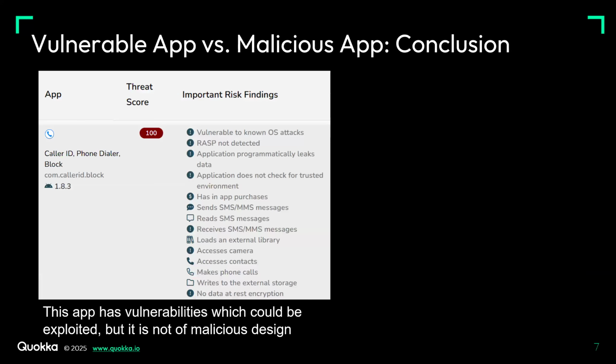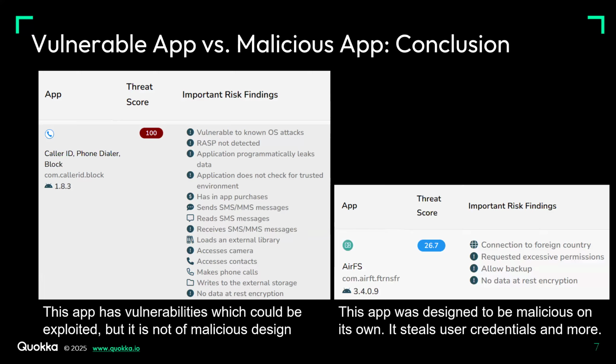To conclude the picture, app A is vulnerable, right? It's not well coded. It has some weaknesses in the code, but it's not itself of malicious design. However, another app which is malicious could take advantage of these vulnerabilities and exploit it. But it would have to be a different app that does that. On the other hand, this app was actually designed to be malicious on its own. It was part of the Mandrake chain of malware. It steals user credentials and executes additional payloads depending on the situation. And again, the important thing is it was in the Play Store for a year before it was discovered to be malicious. And that's really the story here.